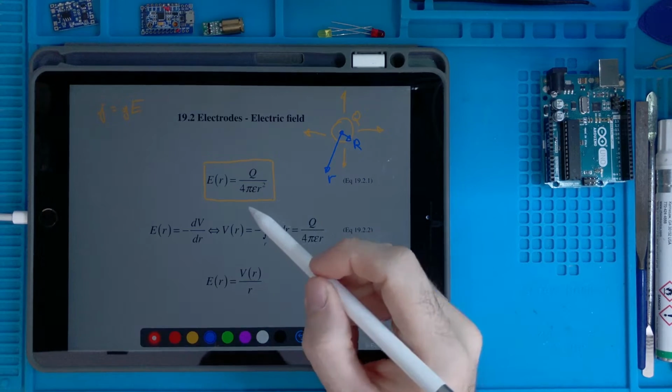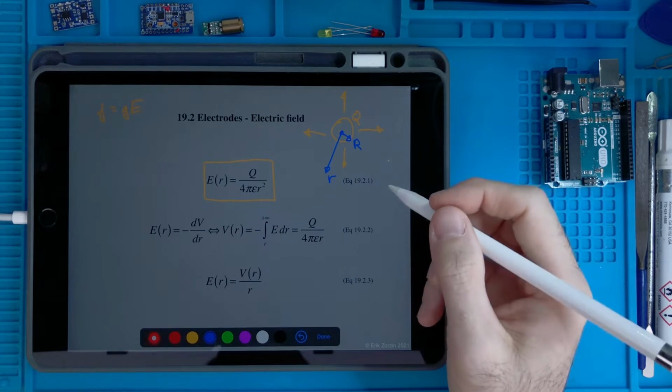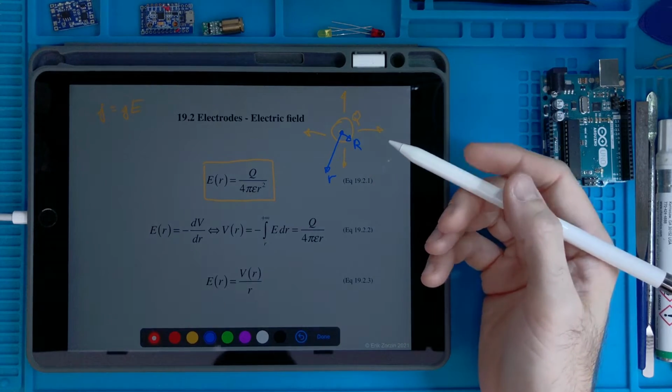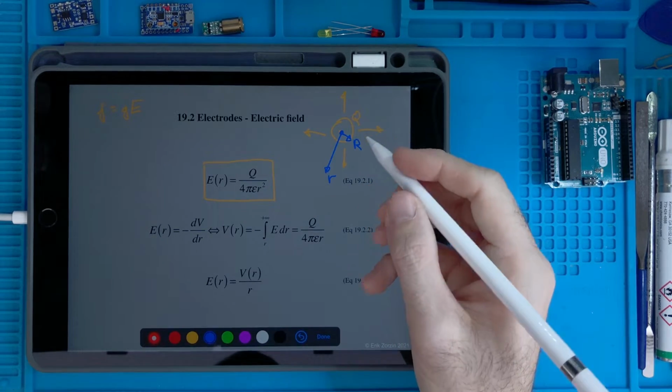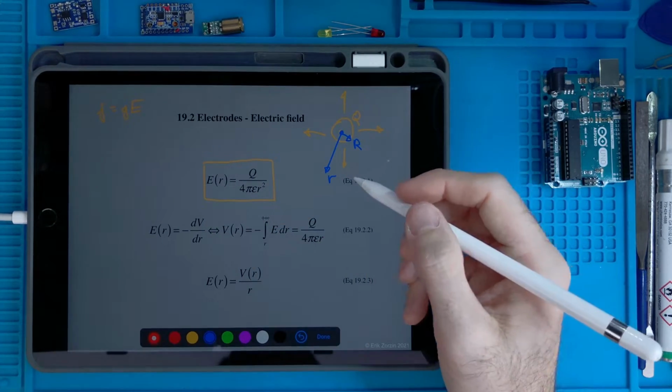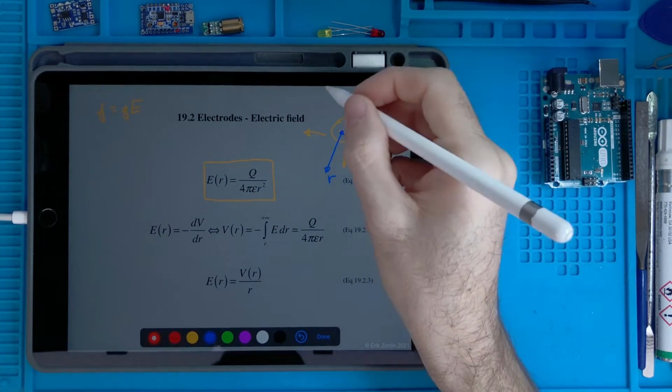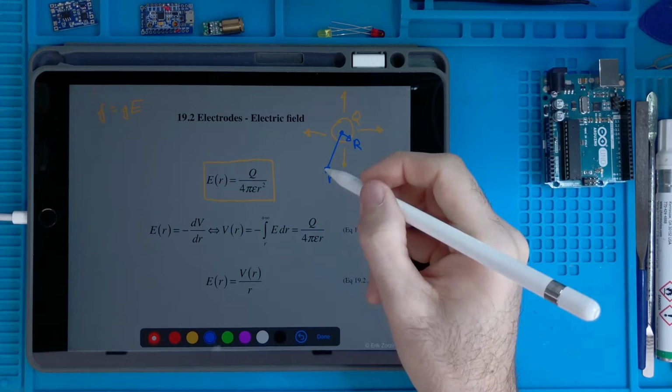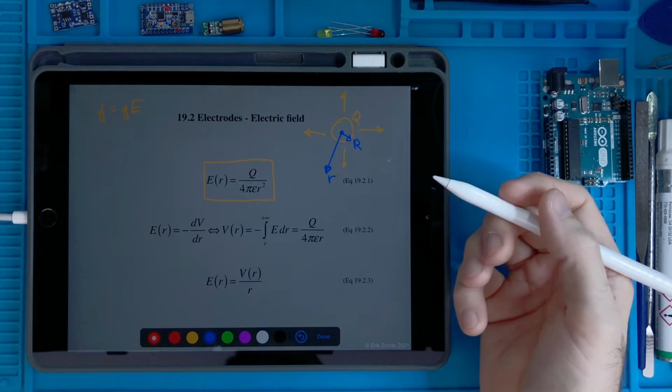So this problem has spherical symmetry, so we can work in spherical coordinates, which means that the strength of the electric field in this condition does not depend on the angular position but only on the distance r. So it's a one-dimensional problem.